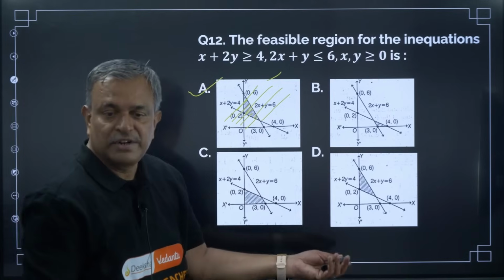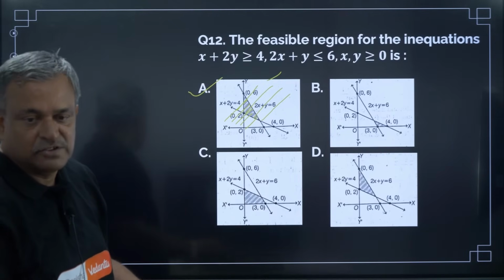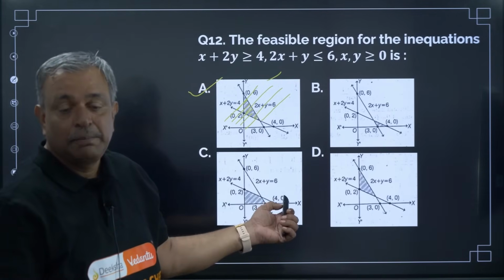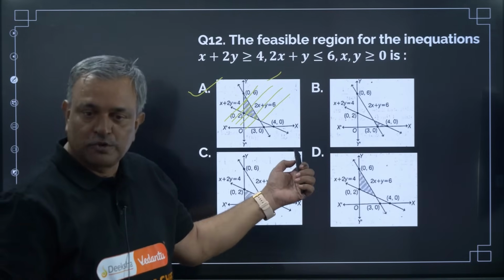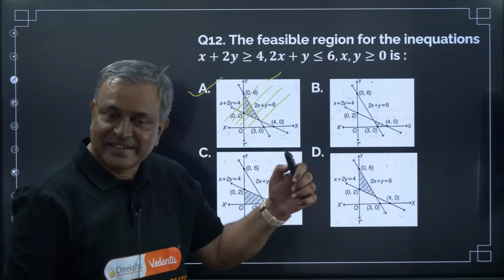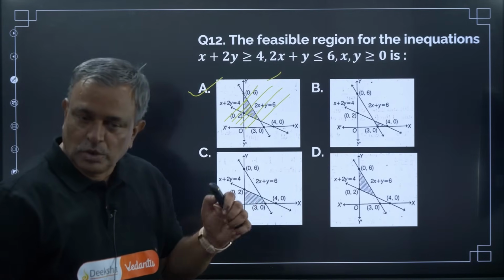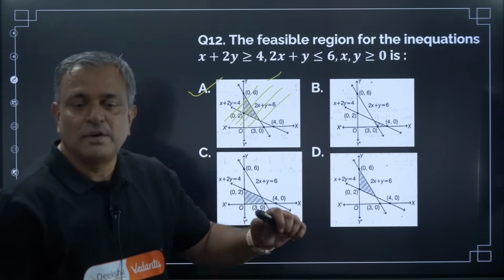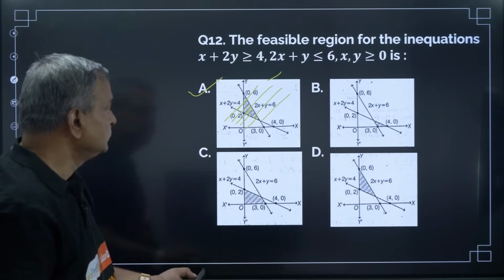Okay, the remaining you got it. X is greater than 0, y is greater than 0. Option is correct. So it takes hardly 10 seconds, but you must know the concept. If you put 0, 0 and the inequality is correct, then you have to include the origin. If you put 0, 0 and the inequality is wrong, then you have to evade the origin.